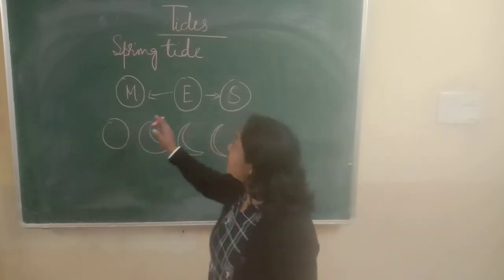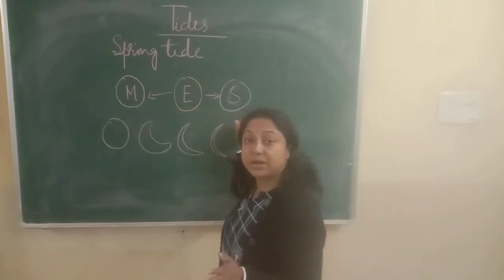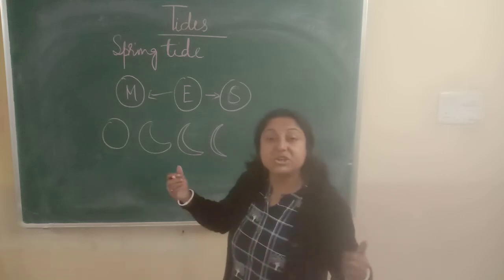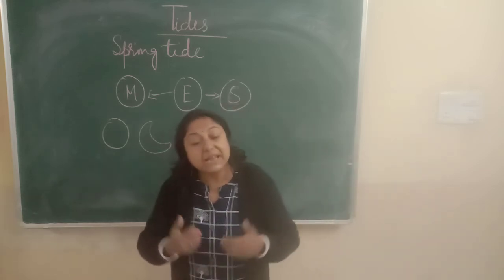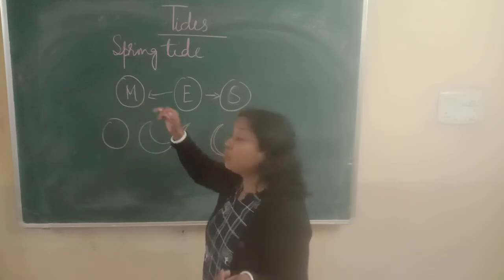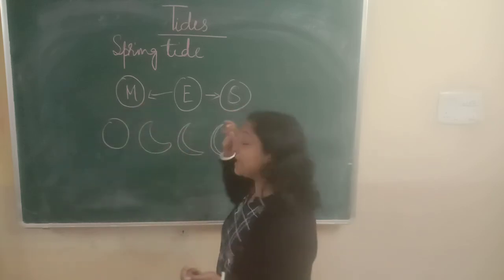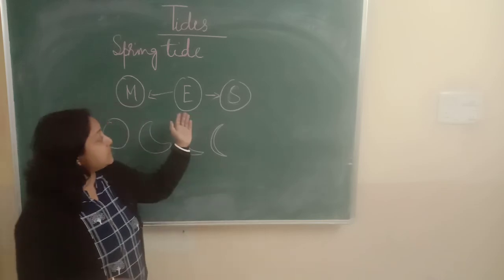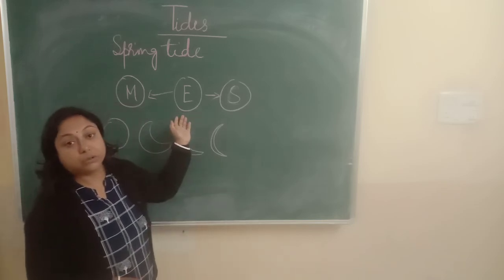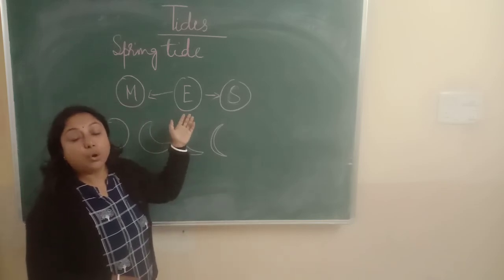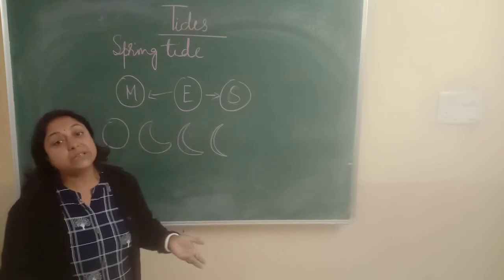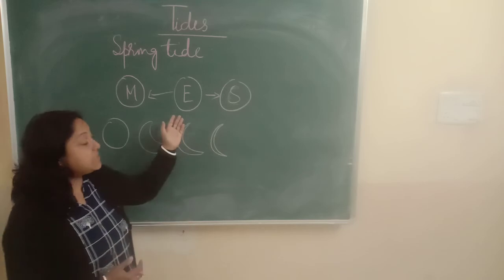So this is very easy. In a spring tide, the three heavenly bodies are in a straight line. And the gravitational pull is to some extent the same. The same means the moon's gravitational pull and the sun's gravitational pull are equal. And thus high tide occurs to its highest level and low tide occurs to its lowest level in this case.